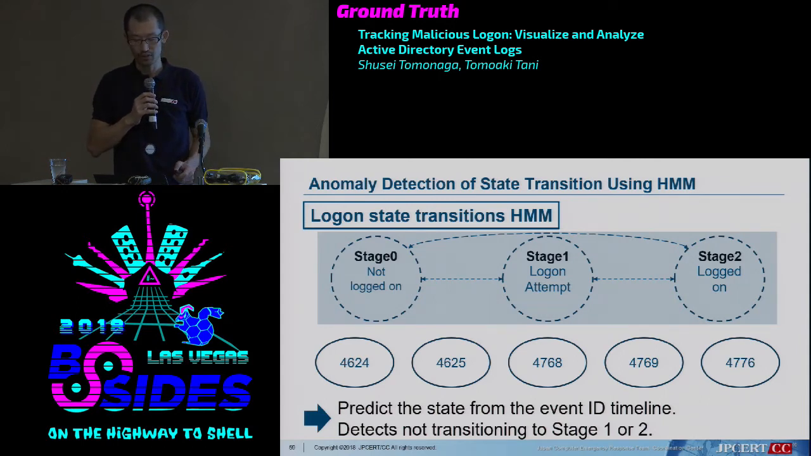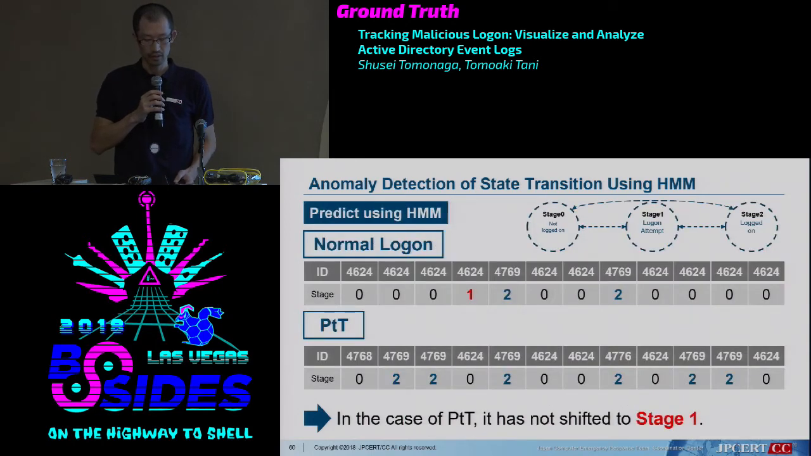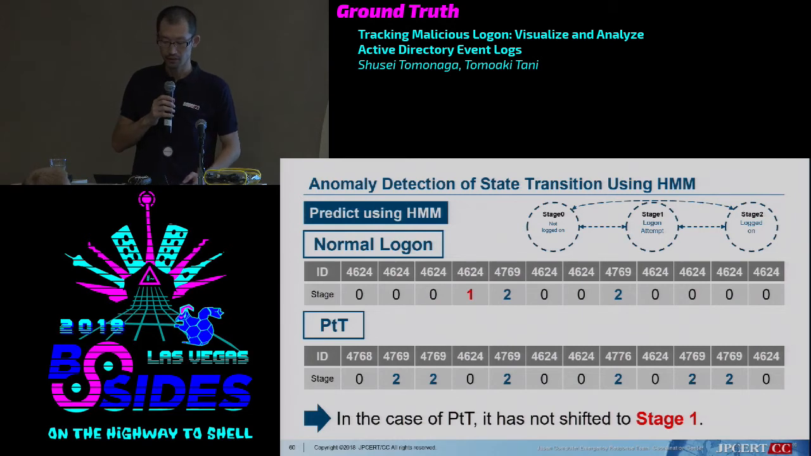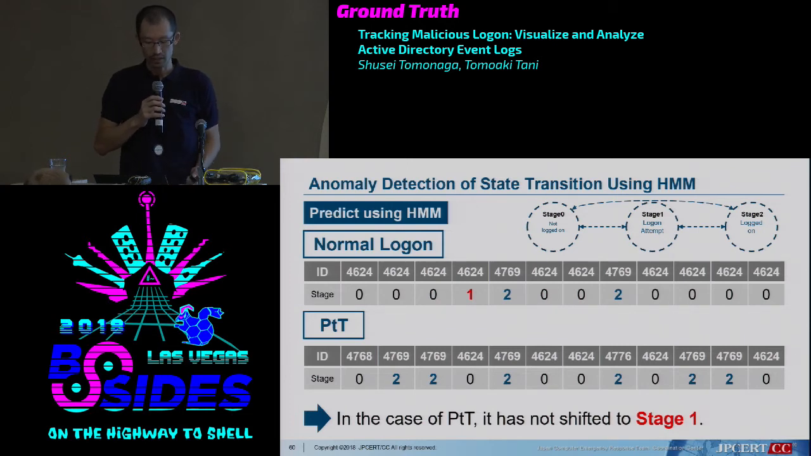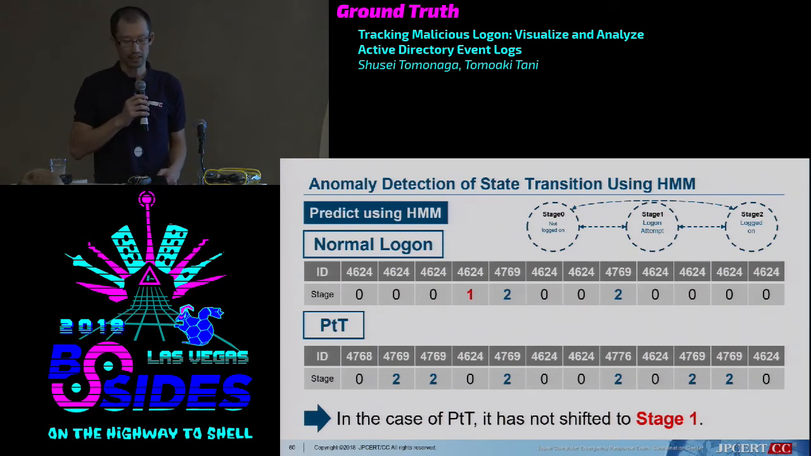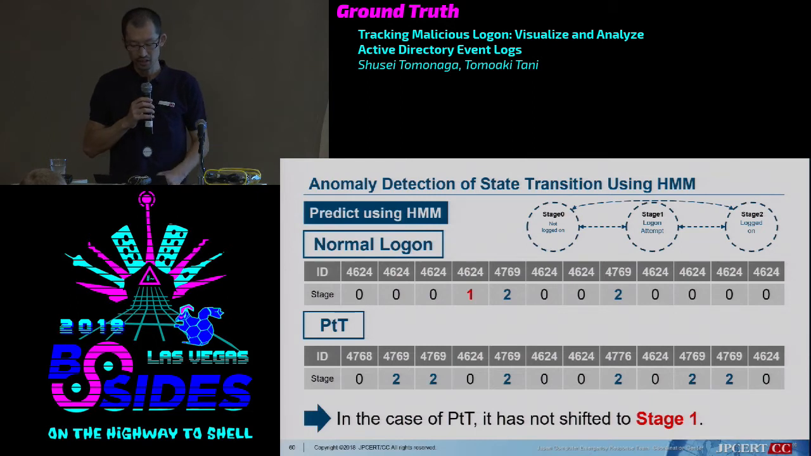Then the hidden Markov model can detect that it does not move to stage 1 or 2. So this is an example of analyzing the event log timeline with a hidden Markov model. If it's a normal logon, it moves from stage 0 to 1 and finally moves to stage 2. But in the case of pass the hash, it has not shifted to stage 1.